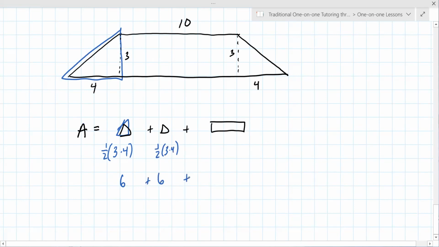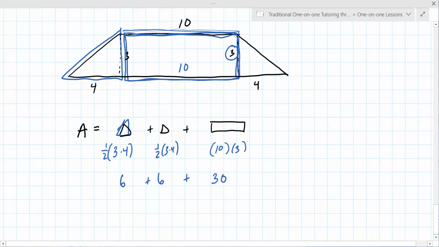How about the rectangle? What's the area of a rectangle? How do you find it? It's base times height. What's the base? The base is 10. And what's the height? 3. So you multiply those together. 30.